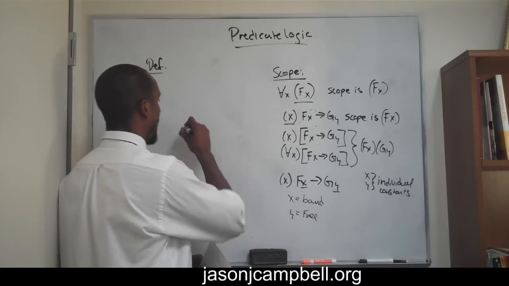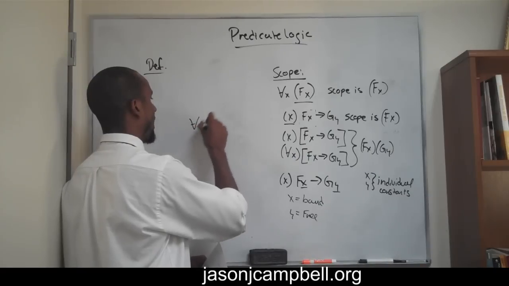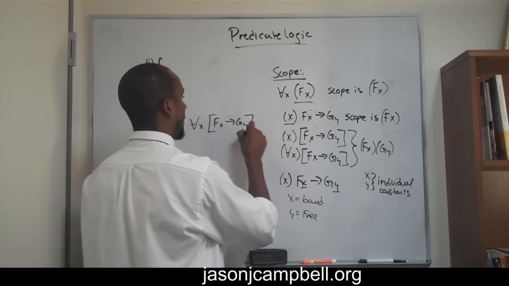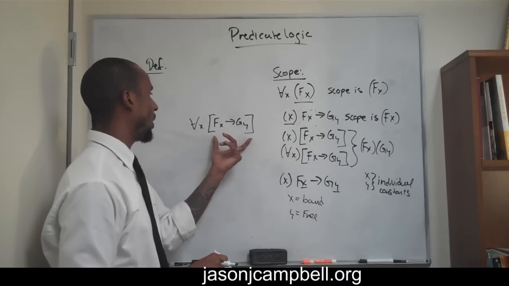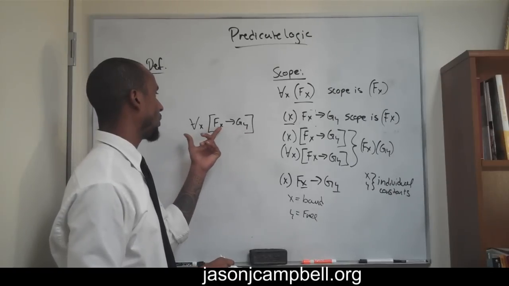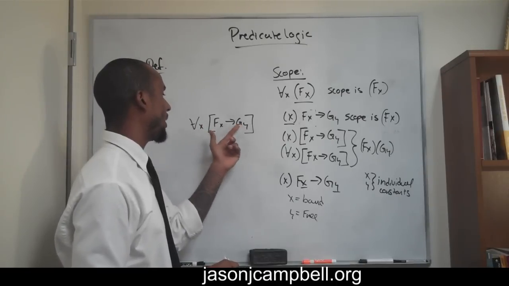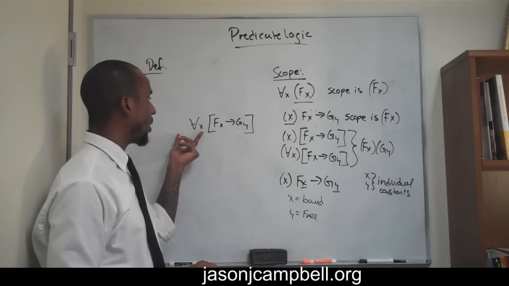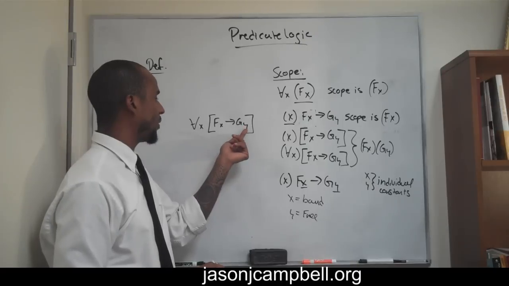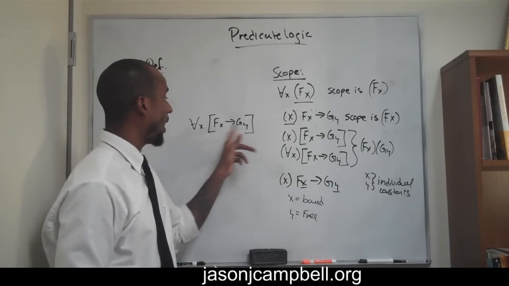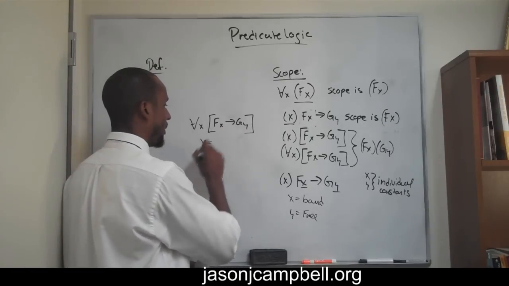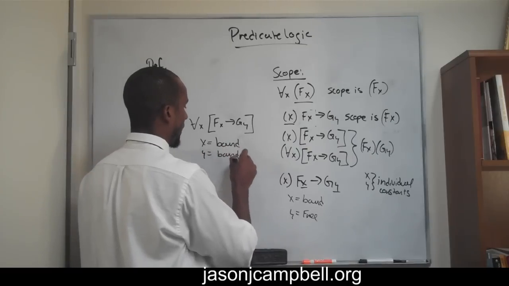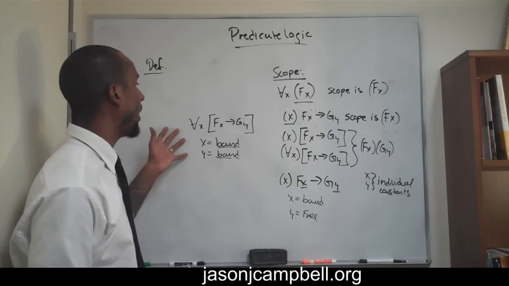However, let's take this example where you have, for all x, if x is an f, then y is a g, and we bracket it. Then we realize that we are saying that for all x, if x is an f, y is a g, is attributed to the universal quantifier. Insofar as we attribute it to the universal quantifier, both of the individual constants, x and y, are bound. So x becomes bound like before, but also y is bound.